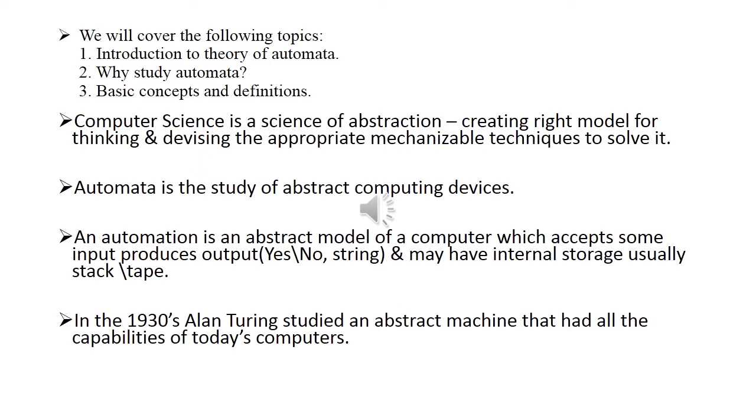Being computer science students, I'm sure you must have heard many definitions of computer science. Let me add one more to that. Computer science is a science of abstraction. That's creating the right model for thinking and devising the appropriate mechanizable techniques to solve it. And automata is the study of abstract computing devices. It's not philosophical abstraction, but obtaining facts from a calculation on a paper or piece of research.